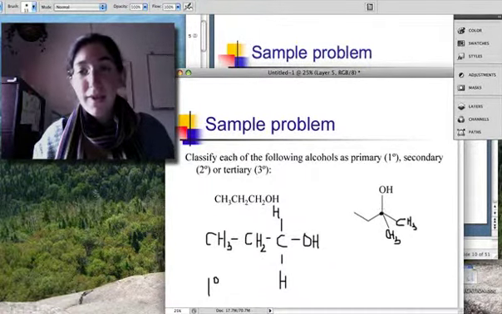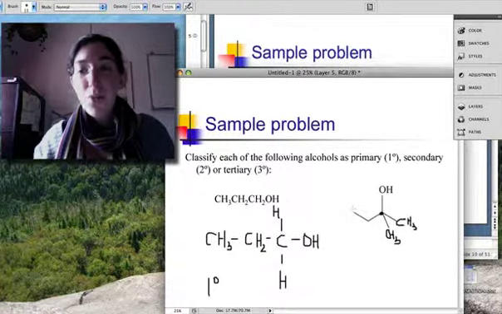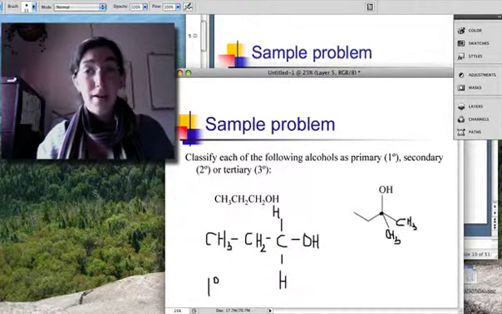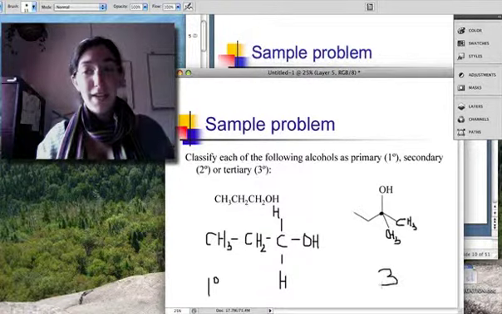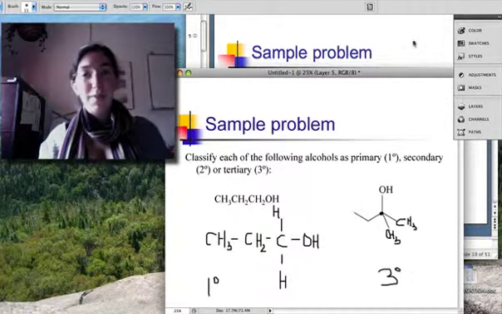This is the one that's bonded to the alcohol group. So how many R groups does this have? It has 1, 2, 3 R groups, okay? So 3 R groups means 3 prime, so tertiary. It is a tertiary alcohol, okay? So hopefully everyone sees that.